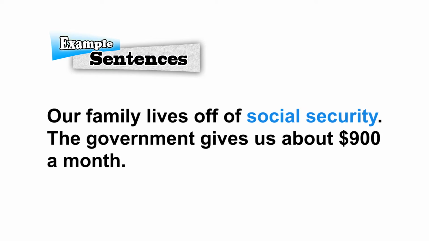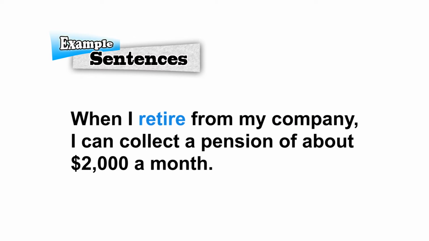And the next one. Our family lives off of Social Security. The government gives us about $900 a month. And the last example. When I retire from my company, I can collect a pension of about $2,000 a month.